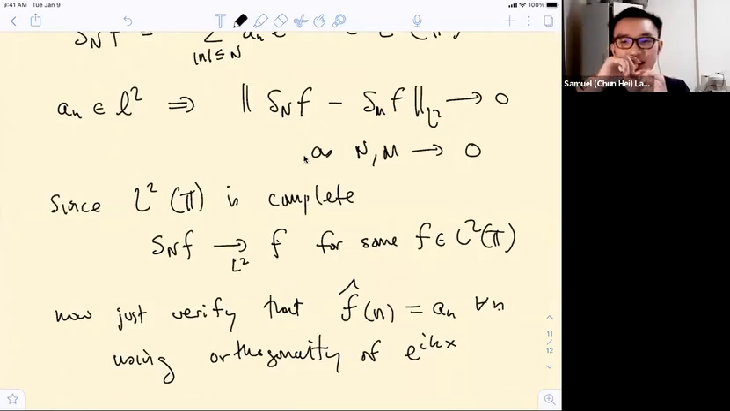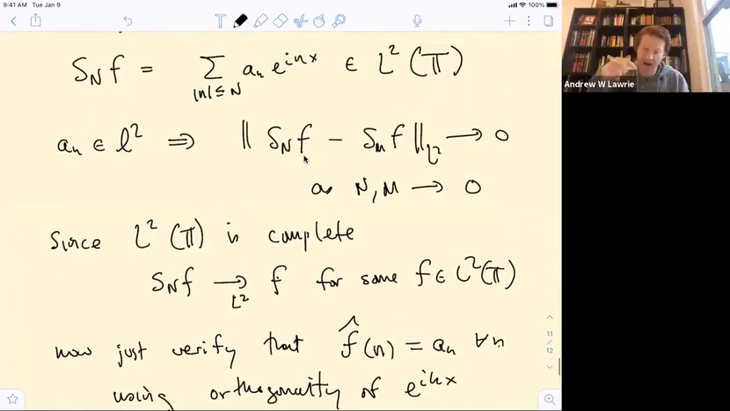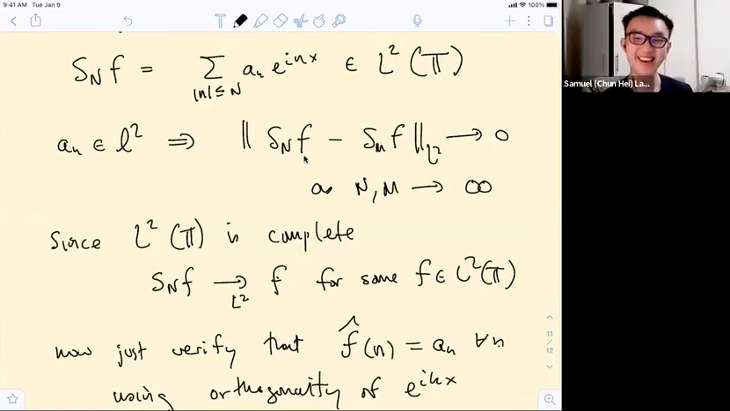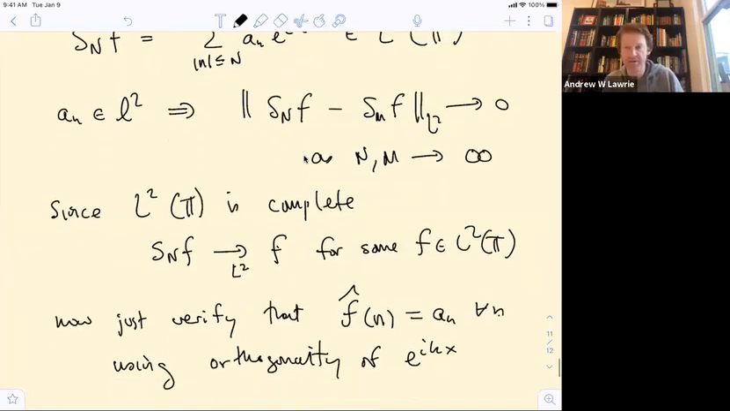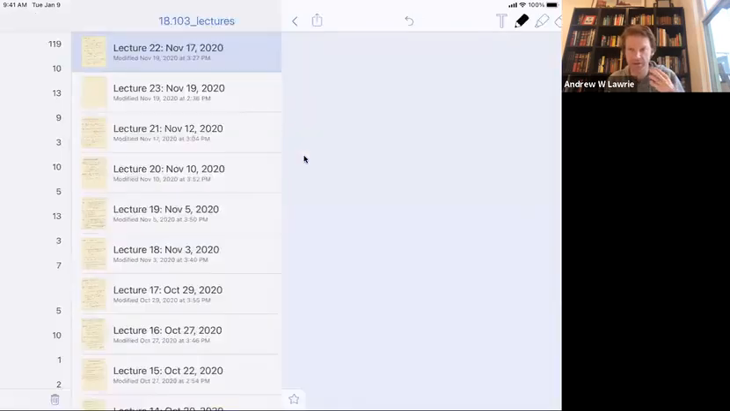Sorry, I think M and N should tend to infinity. Yes, thank you. And tend to infinity. Then this tells us that this is Cauchy, and so we can find a limiting object. Any questions about this last part, which was very fast, but also a bit of review, now just in the right framework.